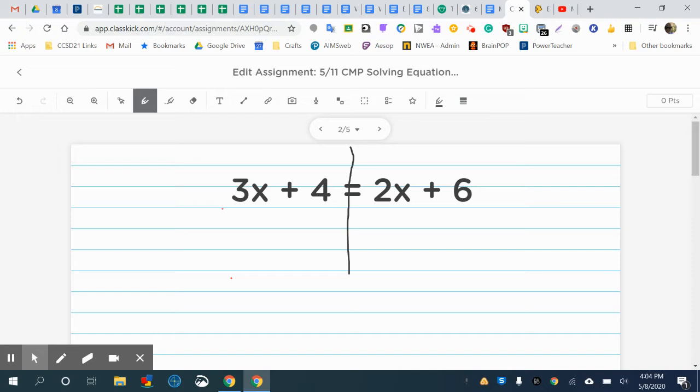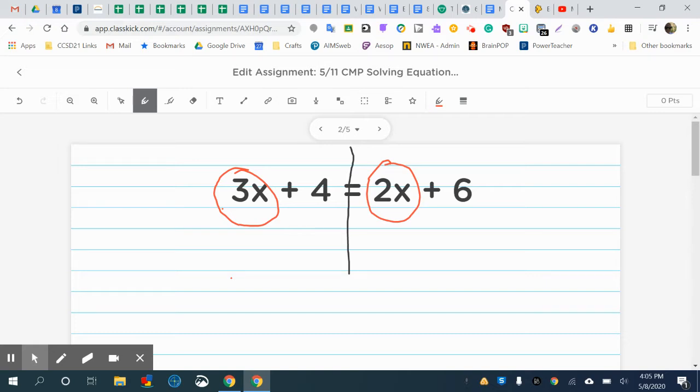So what I'm going to do is I'm going to look to see where I have x's, and I'm going to go ahead and circle them. So on the left side of my equation, I have a 3x. On the right side, I have a 2x. Now what I need to do is to get those onto one side of my equation because my ultimate goal is to get x by itself.